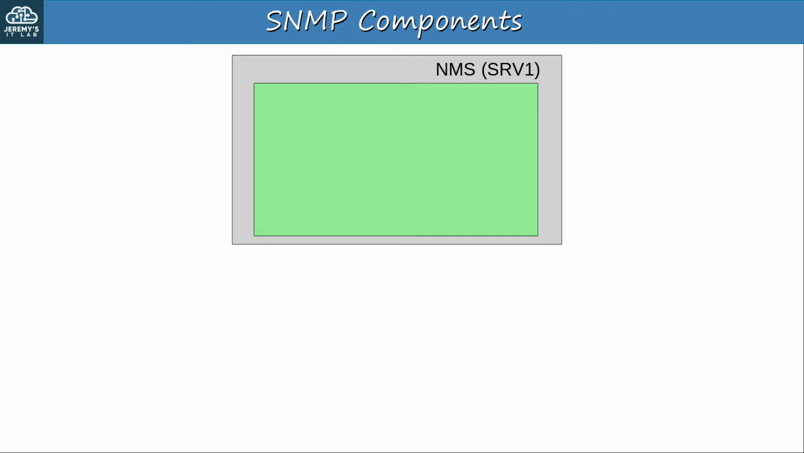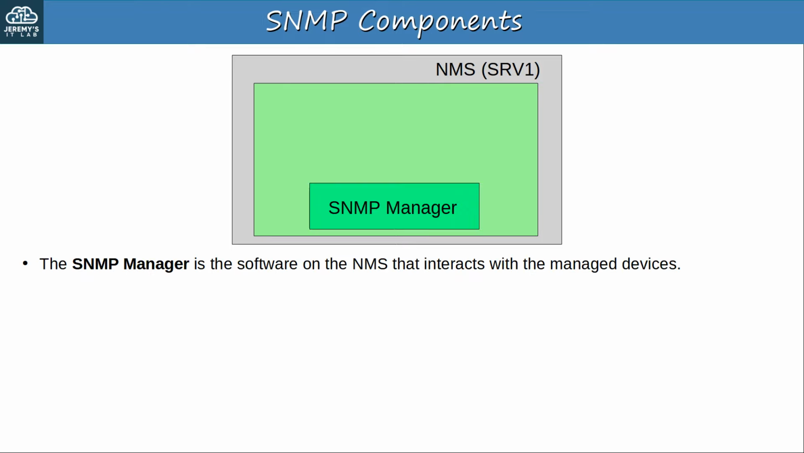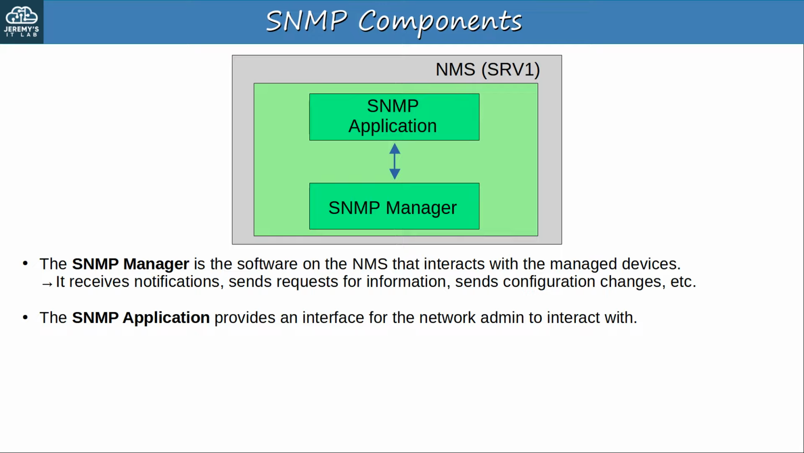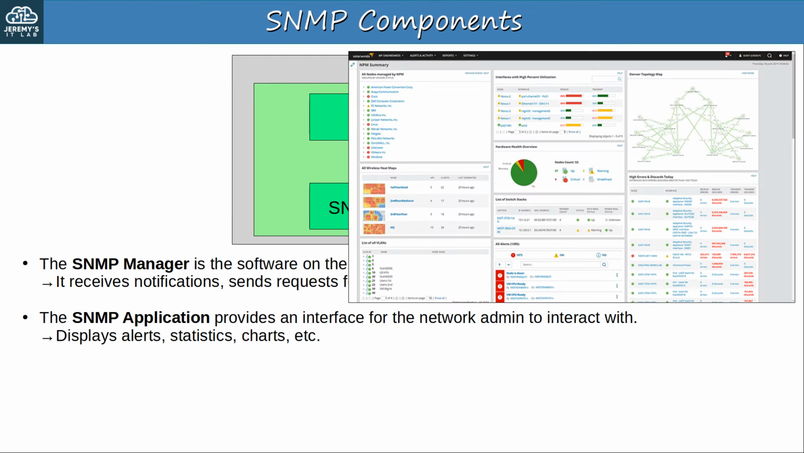So what components are there in the NMS's SNMP software? First, the SNMP manager is the SNMP software on the NMS that interacts with the managed devices. It receives notifications, sends requests for information, sends configuration changes, etc. Next, there is an SNMP application. This is the application that provides an interface for the network admin to interact with. It displays alerts, statistics, charts, etc. Here's what an SNMP application might look like.